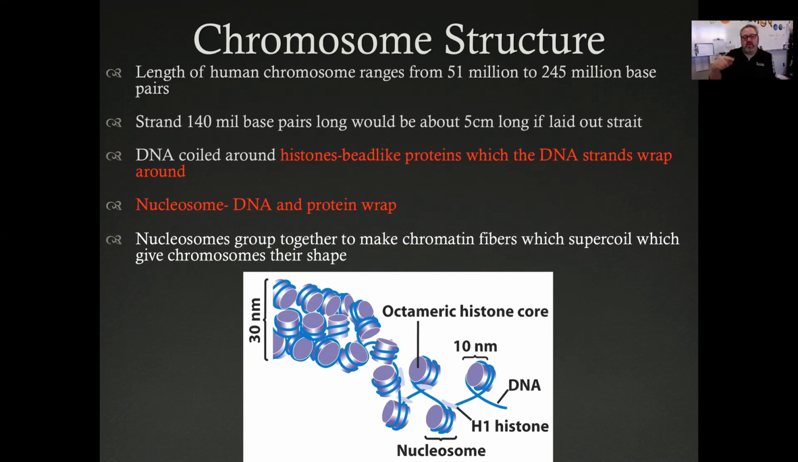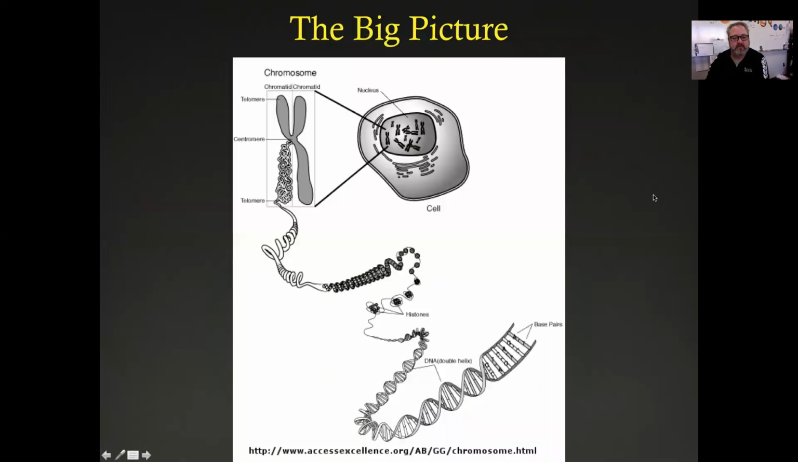But DNA coils around little things called histones. Okay, here's our histones here. They're coiled around those histone cores. They're like these little proteins. And then those create what we call a nucleosome. So this right here, you can see I'm circling it with the cursor. That all together creates a nucleosome. And they make up chromatin fibers that supercoil, and they give chromosomes their shape.